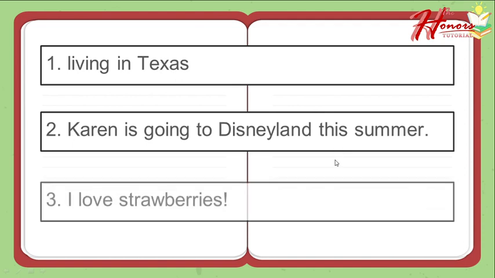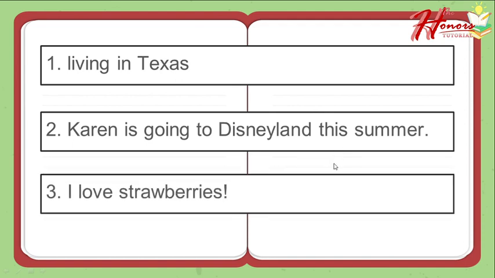Number 3. I love strawberries. Is this a sentence or not? Okay, very good. So number 3 is also a complete sentence. Good job. You can still remember our topic last meeting. So again, when we say sentence, we have to remember 3 important things. Number 1, it is a group of words. Second, it gives a complete thought. And the third, it starts with a capital letter and it ends with the appropriate ending punctuation marks.